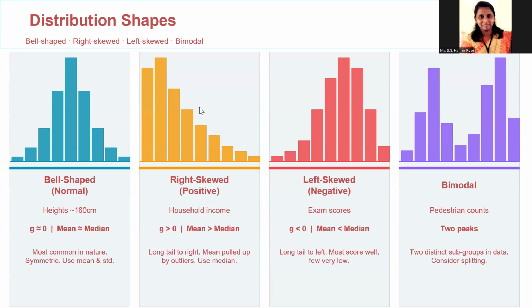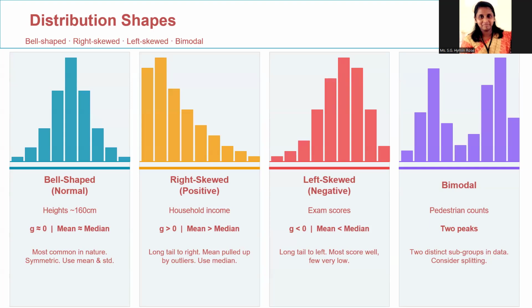Typically we see distribution shapes in four categories. The shape of the histogram is one of the most informative features of the data set. It shows how values are spread, where exact values lie, and what statistical measures are most appropriate to use. First is the bell shape, the normal curve, the most famous and widely used one. It is perfectly symmetric around the center, meaning skewness is zero, and mean equals median equals mode. For example, take a height of 160 centimeters. The center has the highest value, and the right and left sides are mirror images of each other.